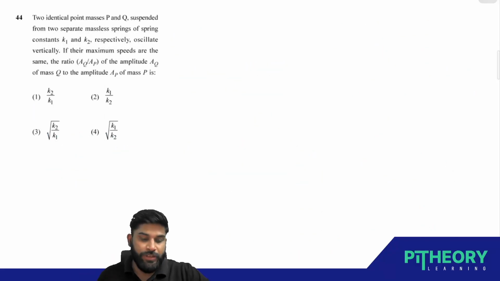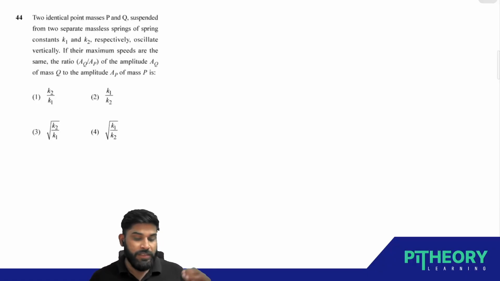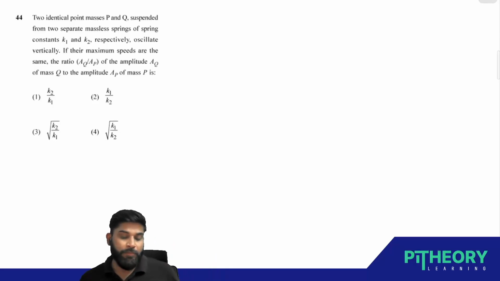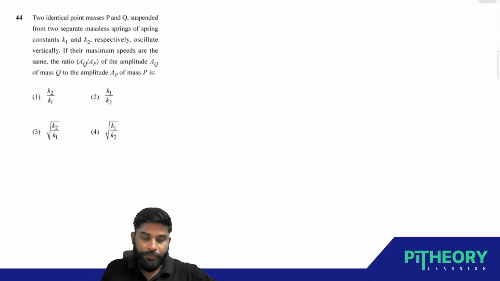So write the next question, question number 44. Two identical point masses P and Q suspended from two separate massless springs of spring constant K1 and K2 respectively. They oscillate vertically. If their maximum speeds are the same, the ratio AQ by AP of the amplitudes, AQ of mass Q to the amplitude AP of mass P, how much is it?